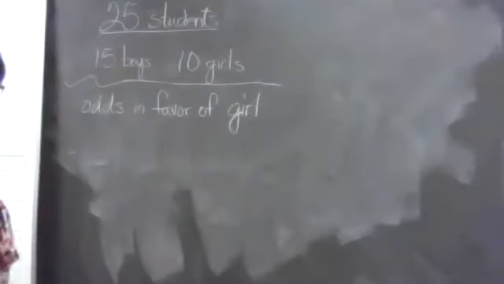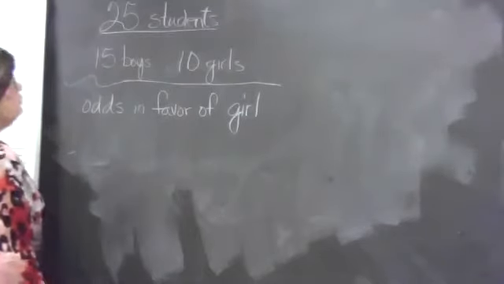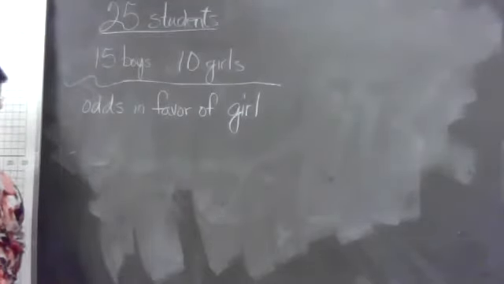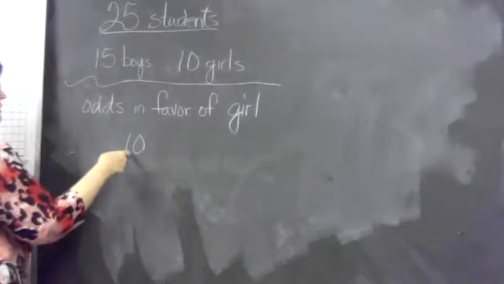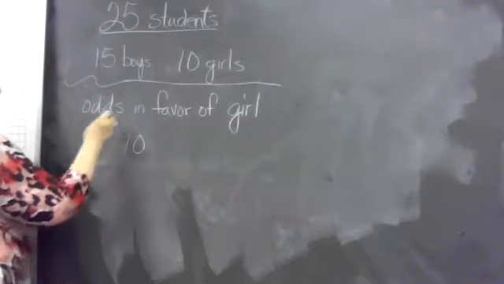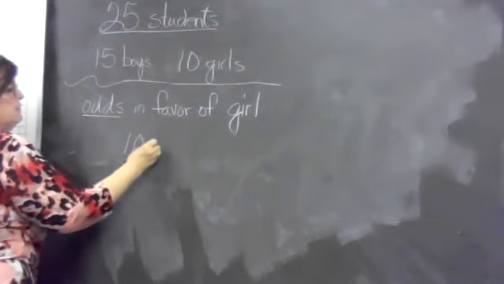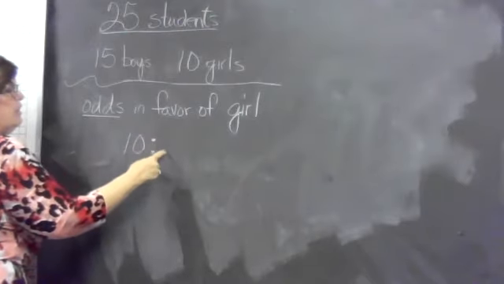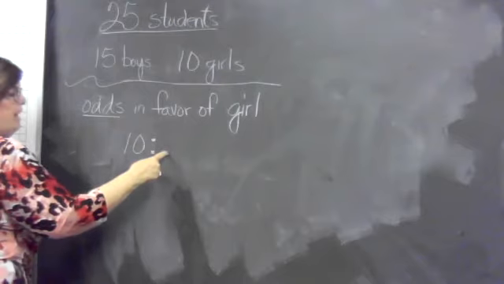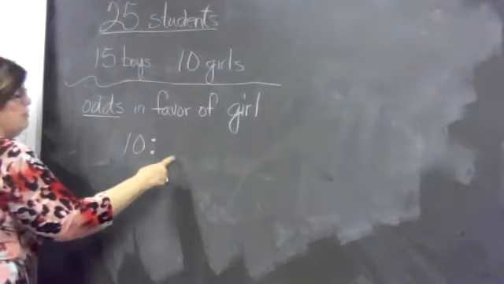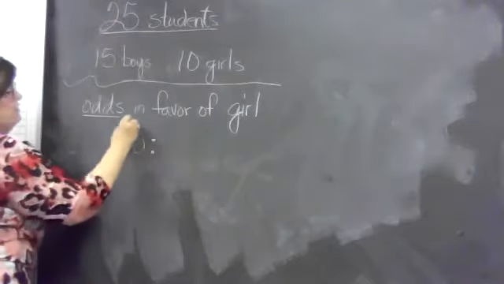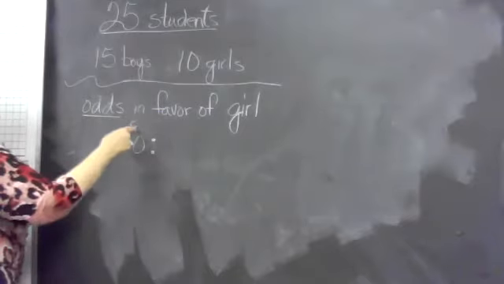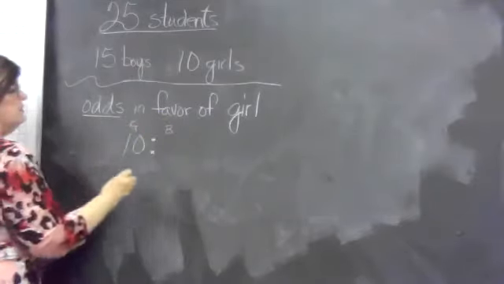Odds in favor of a girl. Okay? So that means we're going to list the girls first. So 10, that's in favor of the girls, and odds we write with a colon. Now, when we write the second one, it's not like probability. It's not out of 25. These two numbers have to add to the total. So if this is girls, that's in favor of the girls, I need to write the boys here.